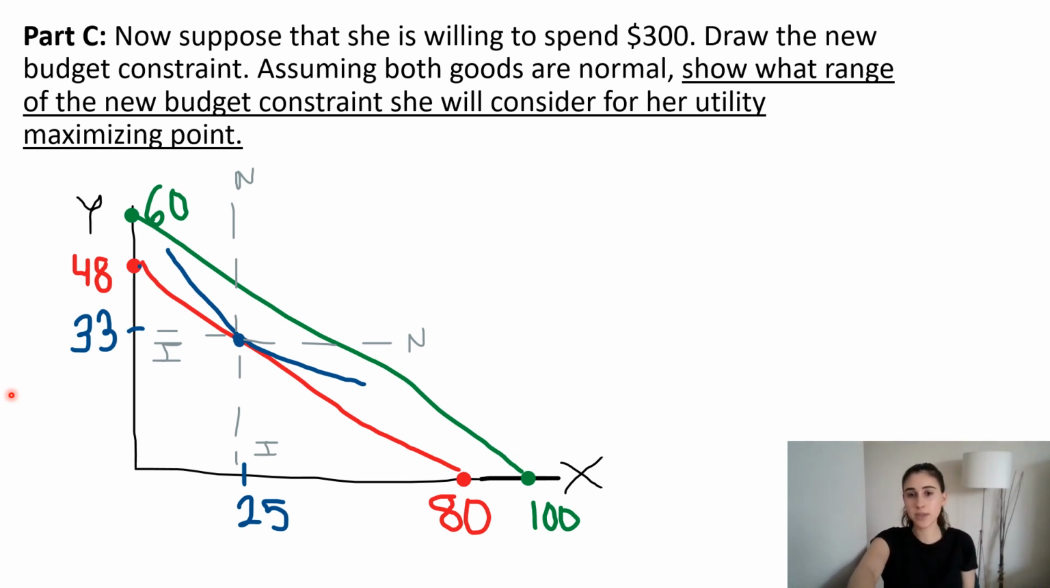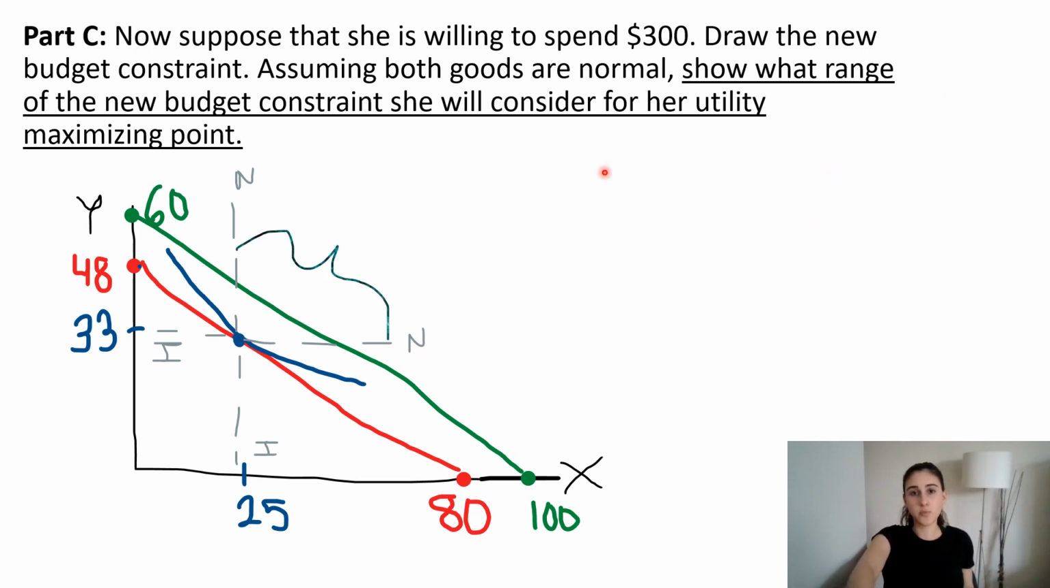A normal good is a good a consumer will purchase more of when their income increases. For example, if I become richer, I may choose to purchase more Wagyu steak, which is a normal good. An inferior good is a good I purchase less of when my income increases. For example, if my income increases, I will purchase less instant noodles, which are an inferior good.